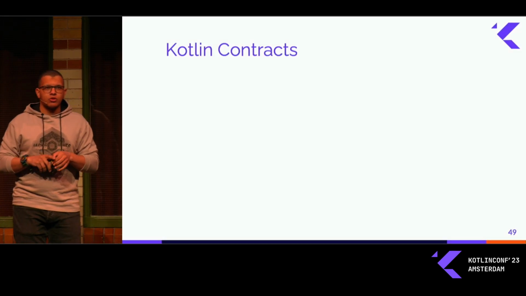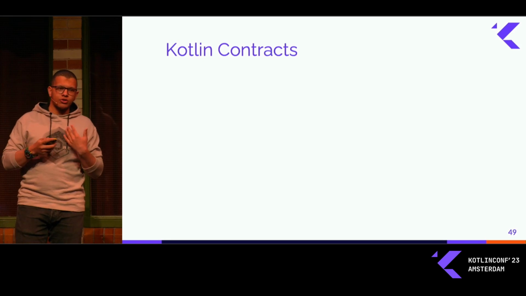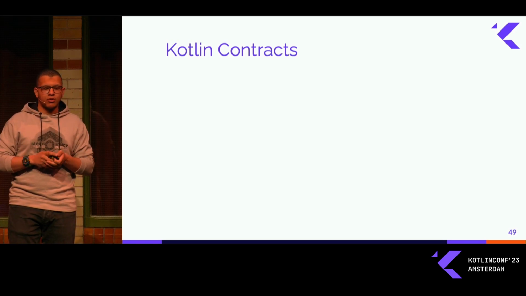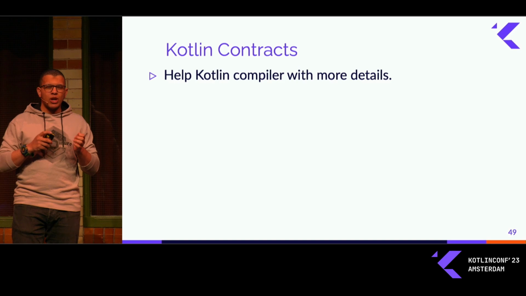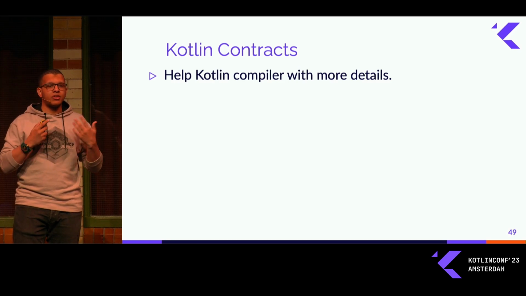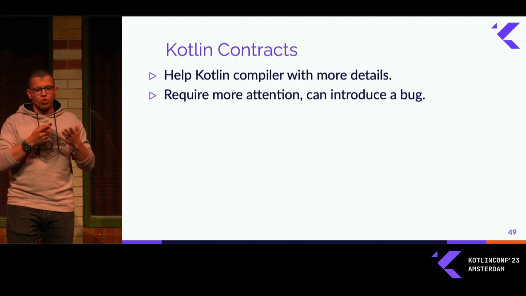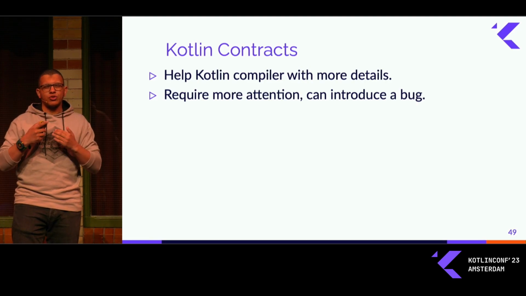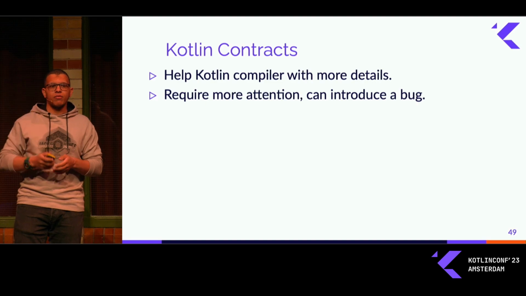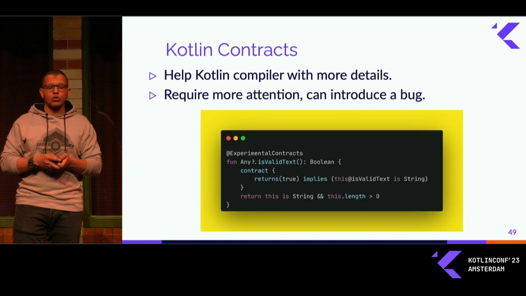OK, let's move on to Kotlin contract. So Kotlin contract is an experimental feature, as you may already know. It will help the Kotlin compiler with more details that we know as a developer. But please don't abuse it, and it requires more attention because it can introduce a lot of bugs, especially if you have big functions. Here's an example.